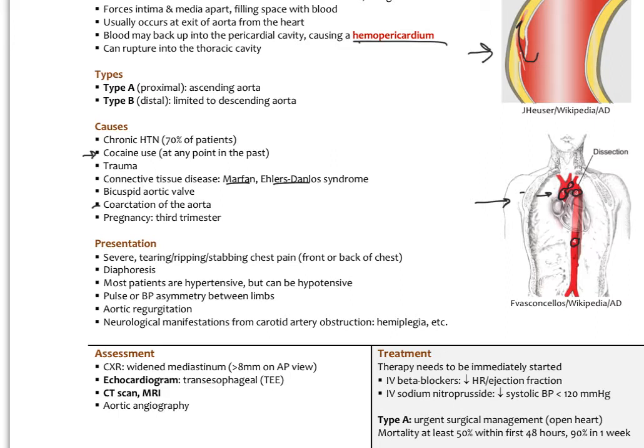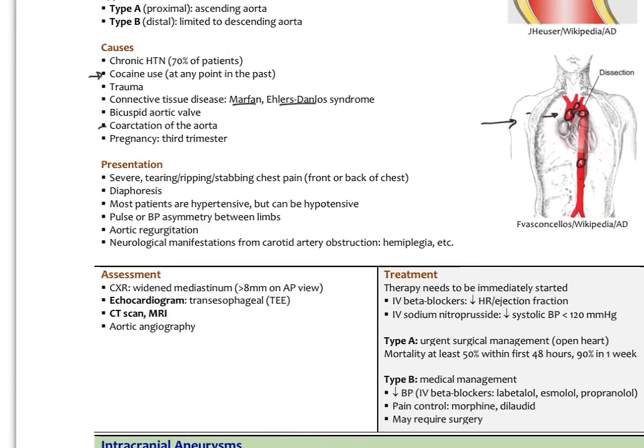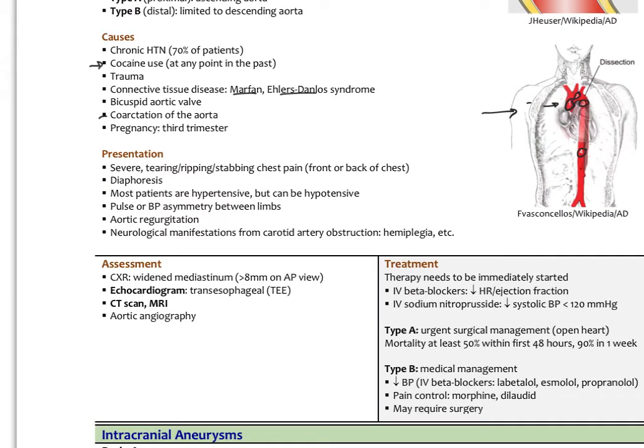So the presentation is severe tearing, ripping, stabbing chest pain, either in the front or the back of the chest. Diaphoresis. The symptoms pretty much mimic an MI, so this is one of the differentials for patients having MI symptoms or chest pain symptoms. Most patients are hypertensive. They can be hypotensive, especially in the late stage. And there is typically a pulse or blood pressure asymmetry between the limbs. So you check the blood pressures on the left and the right side, and they're very different. There could be aortic regurgitation, which you can hear with the stethoscope.